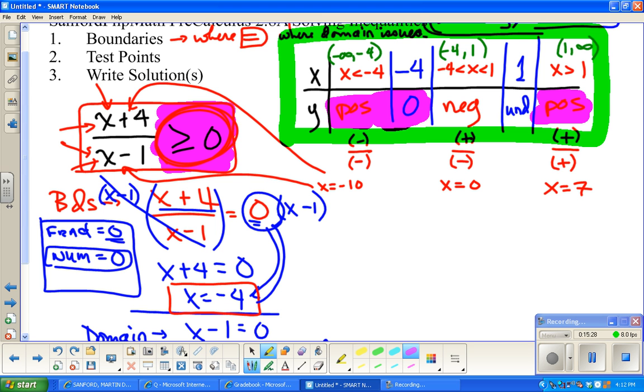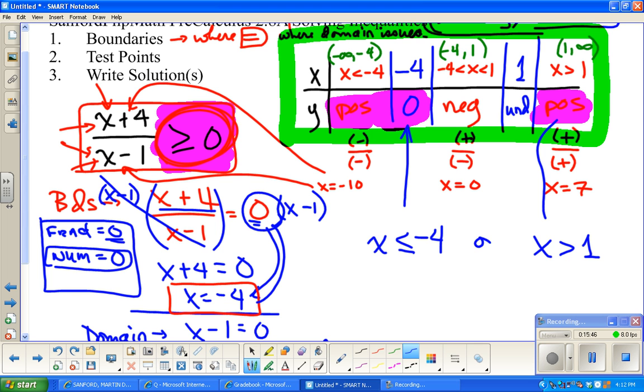Okay, so now I need to write that solution. Okay, so I'm going to write, well, that's true. This piece is any x's less than or equal to negative 4. This piece is any x's greater than 1. Well, x can't be both less than or equal to negative 4 and also greater than 1, so I have to write the word or in between.